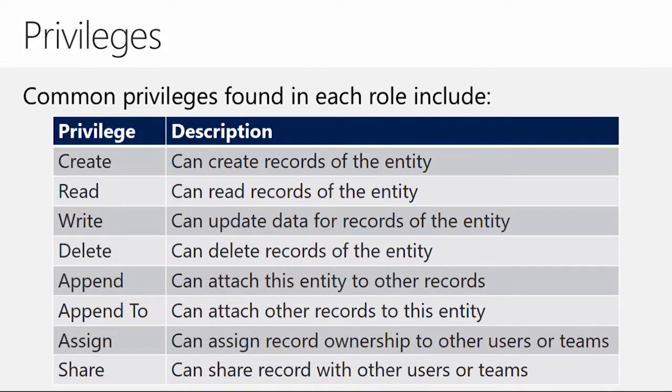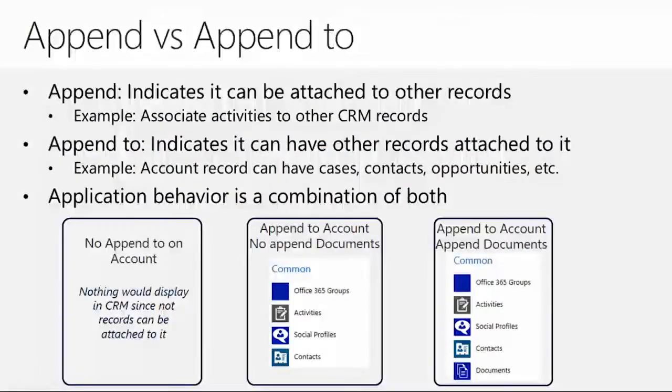And so let me show you that here in just another slide. So this is your append versus append to. If you look down on the bottom, this is controlling what you would see in the related areas of the record itself. If I have append, like I said, that indicates that items can be attached to other records, so I can associate activities to other CRM records. Append to, like I said, indicates whether or not another record can be attached to it, so an account can have cases, contacts, opportunities, and what you're seeing in the application is a combination of both.